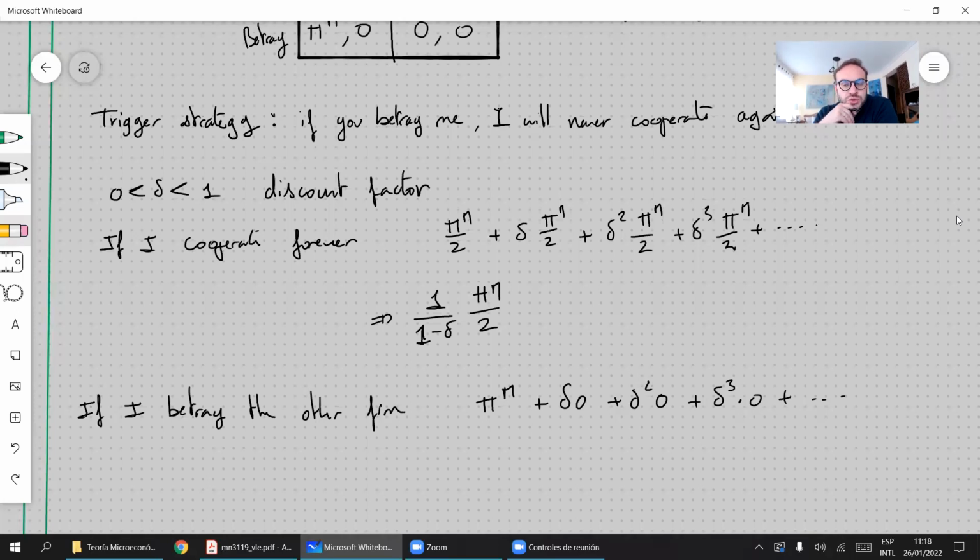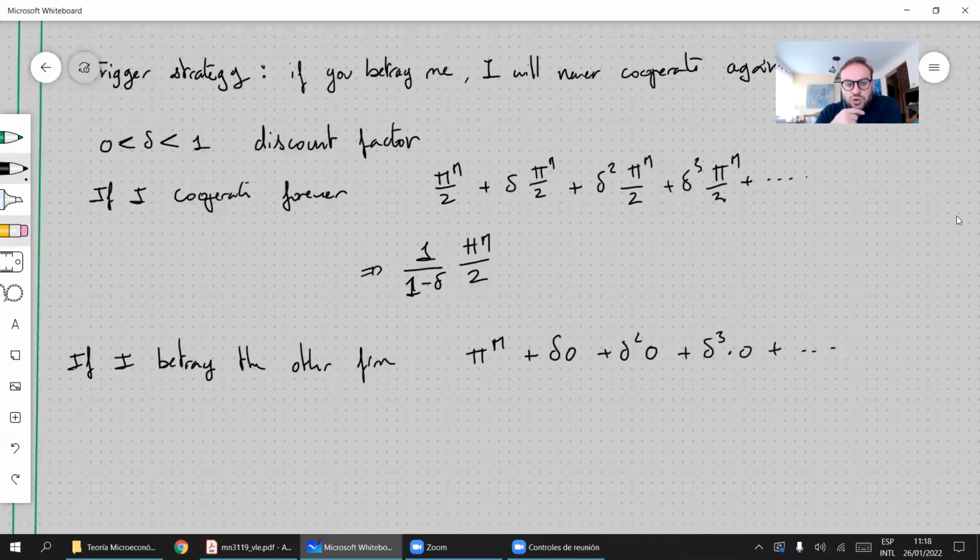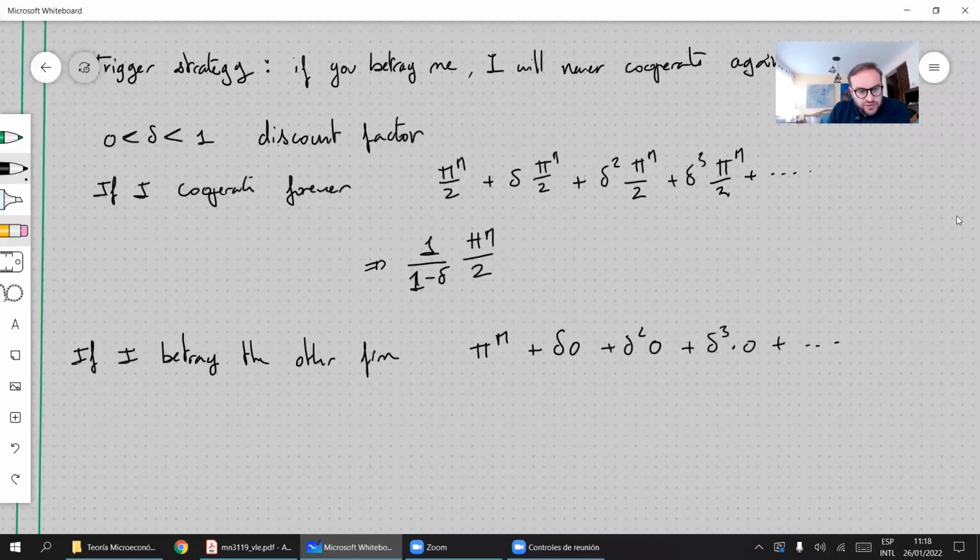So I need to choose. When I need to choose at each period if I want to keep cooperating or if I want to betray, I'm going to choose whether it's better to get a steady, discounted stream of profits of half of the market, and I'm going to cooperate if this is larger than betraying and keeping all the profits, but that is going to happen just for 1 period, and then in all the subsequent periods I get 0. Is that clear?